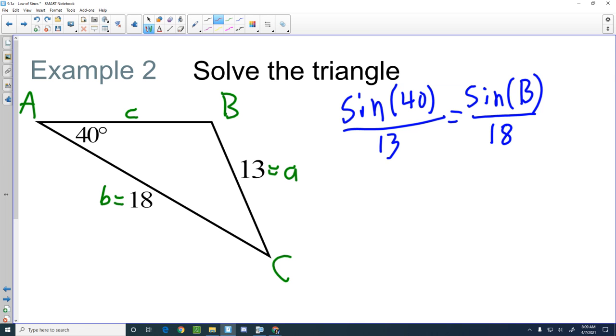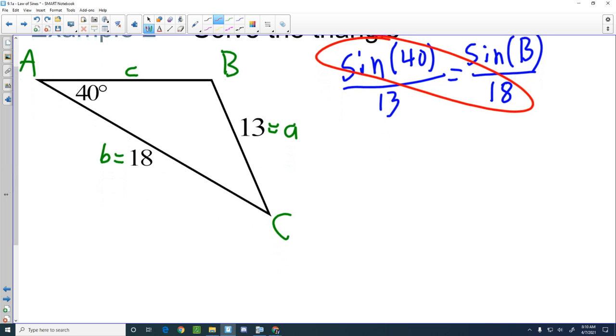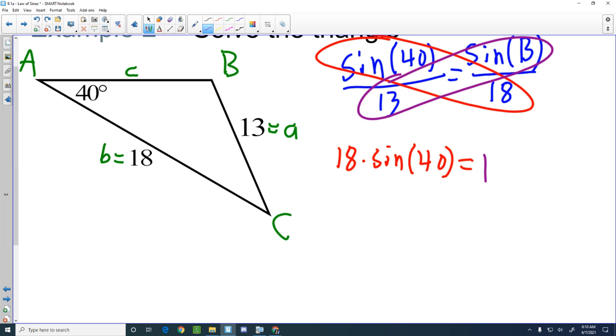So we're still going to cross multiply as usual. I always multiply the given diagonals first. So we're going to say 18 times the sine of 40 equals that opposite diagonal of 13 times the sine of B.